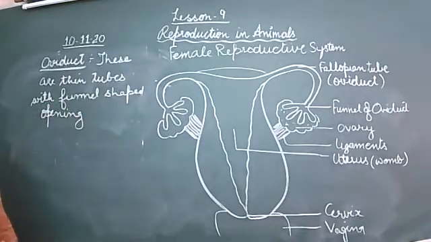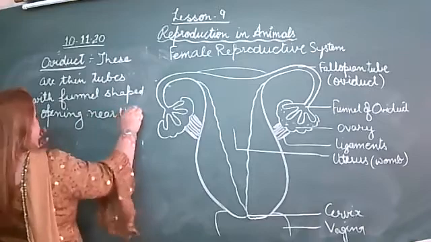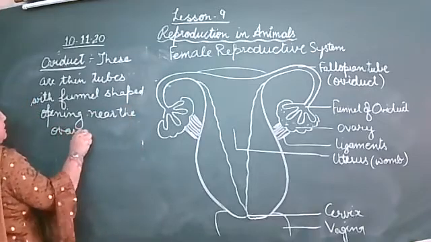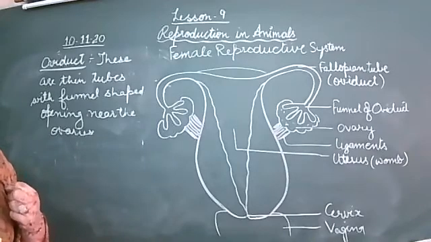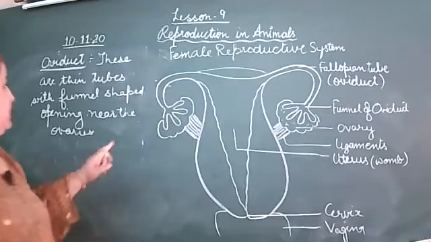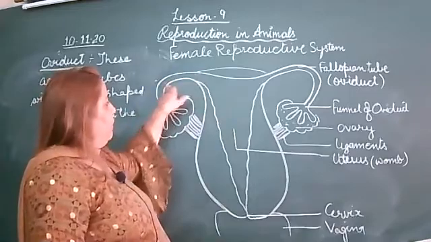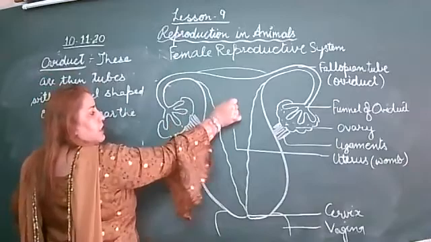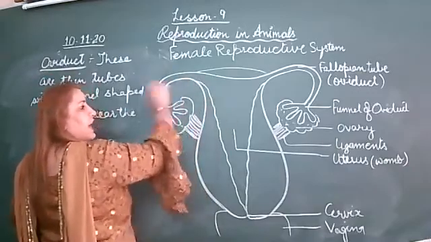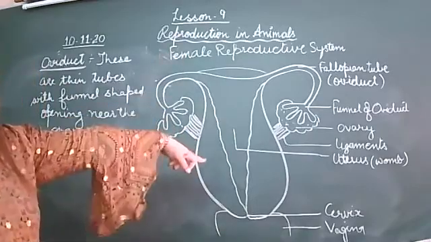It is a funnel shaped opening near the ovaries. Other point you can write down here, it joins uterus to the ovary. You can see it joins uterus. This is the uterus and this is the oviduct. So oviduct combines the ovary to the uterus, means ovary and uterus are combined with the help of this oviduct.